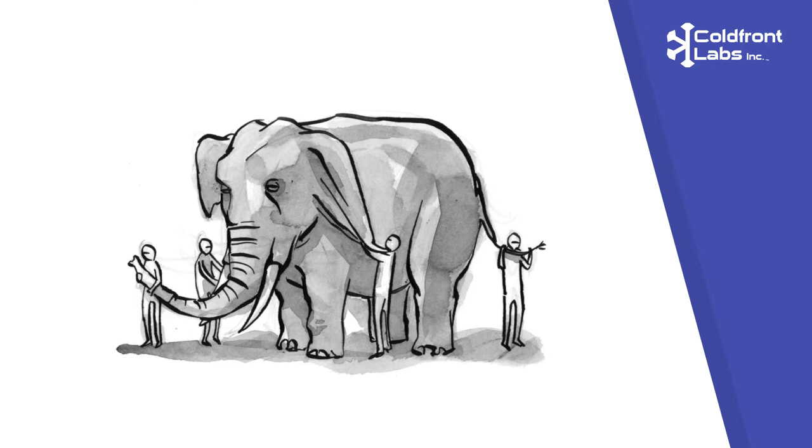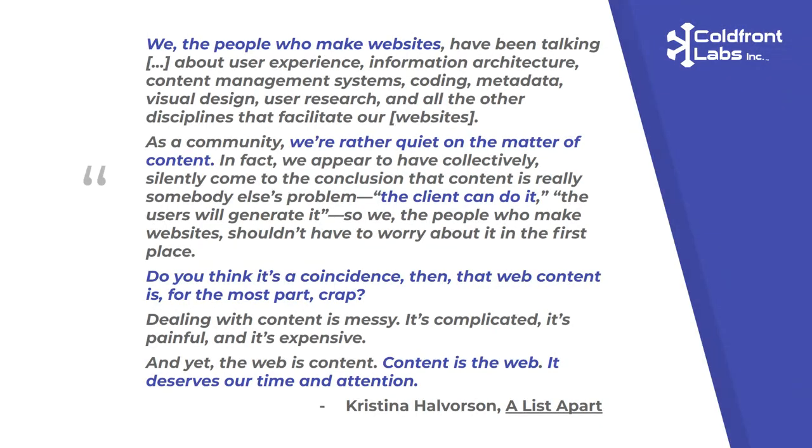But if you look back to Christina Halverson, who's kind of like the content person, she wrote Content Strategy for the Web. She wrote a list of her article in 2008, basically talking about how there's this giant elephant in the room called content that no one is talking about. We're talking about design, we're talking about code, we're talking about functionality, and we're saying the client will handle content, right? And you sort of end up having them drowning in this massive thing with very little direction.